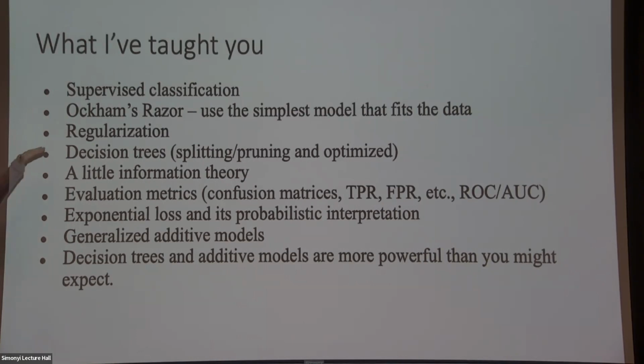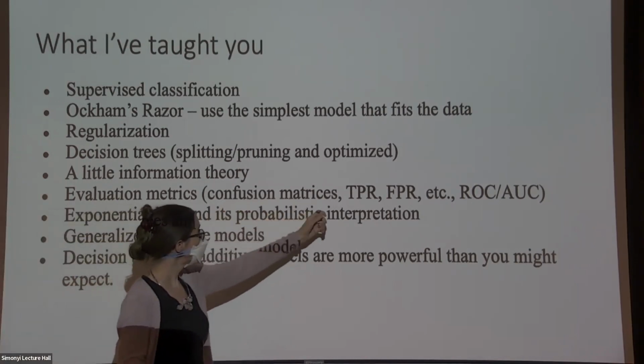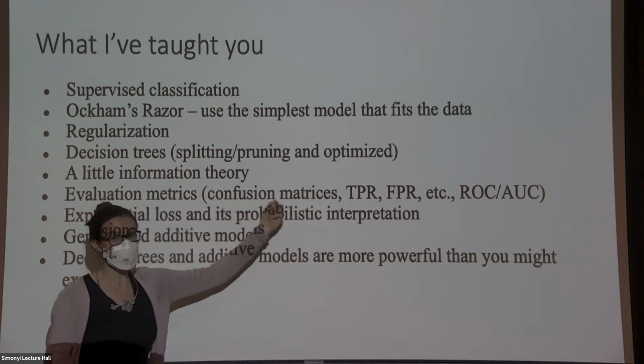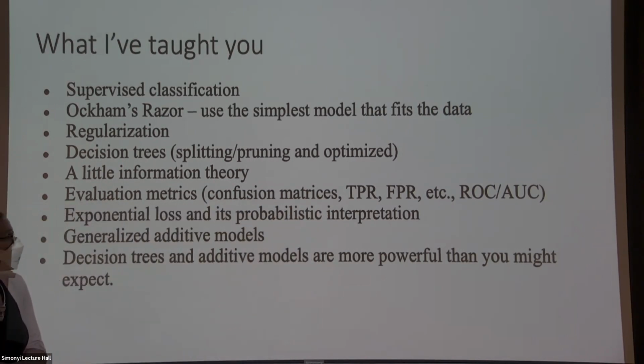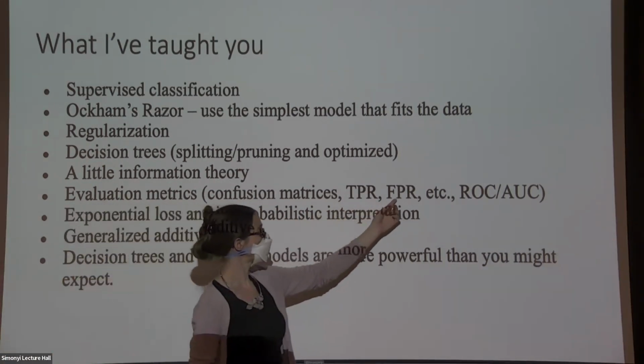I also taught you about regularization, where you want to balance between accuracy and sparsity to try to hit that sweet spot. I taught you decision tree learning, including greedy splitting and pruning, and fully optimized trees with the GOSDT algorithm. I taught you a little bit of information theory when we did the splitting criteria for trees. I also spent a long time yesterday on evaluation metrics, and in particular, I taught you confusion matrices and all of the different statistics you can compute from confusion matrices, including the true positive rate, false positive rate, and so on.